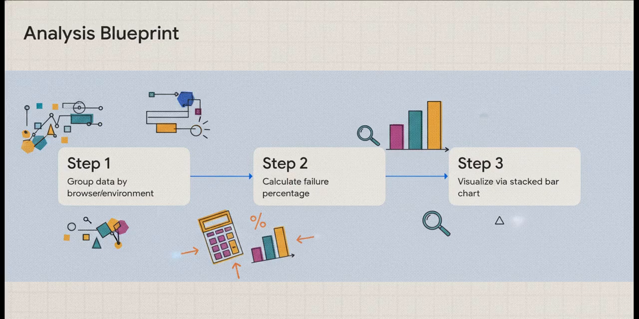Then, in stage 3, we get the AI to create a step-by-step plan, a literal blueprint to answer that specific question. It tells us exactly what to do, how to group the data, which metrics to calculate, and even how to visualize the results to get the clearest possible answer.